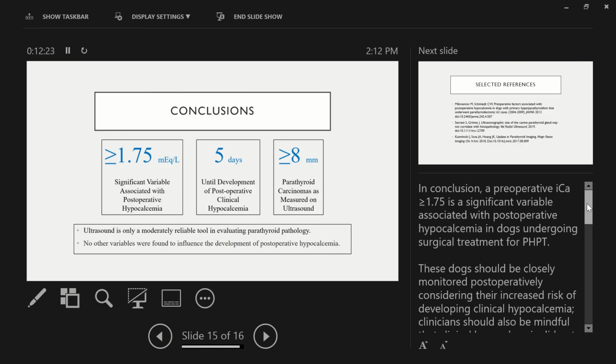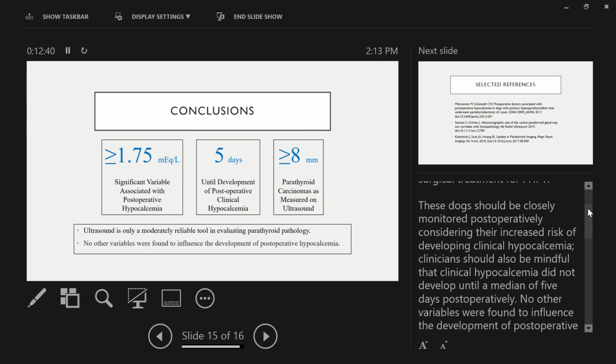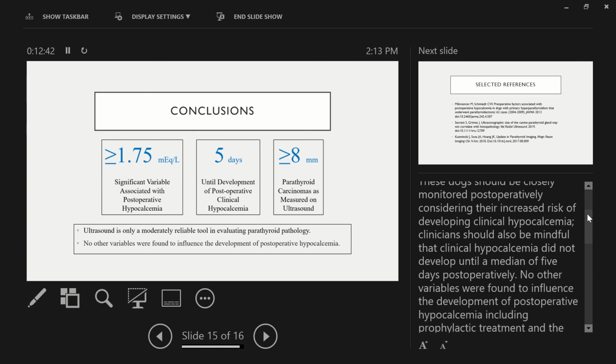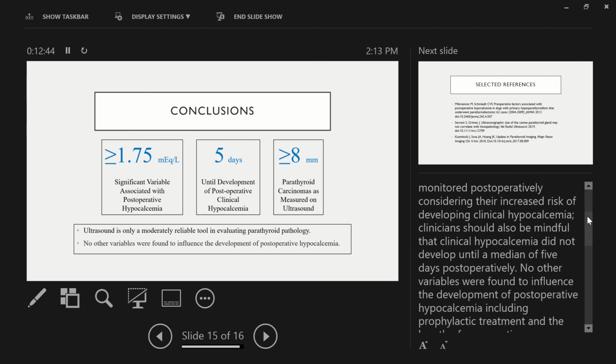So in conclusion, just again reflecting on the most important parts of this study and the most important conclusions, a preoperative ionized calcium greater than or equal to 1.75 is a significant variable associated with postoperative hypocalcemia in dogs undergoing surgical treatment for primary hyperparathyroidism. These dogs really should be closely monitored postoperatively, considering their increased risk of developing clinical hypocalcemia.